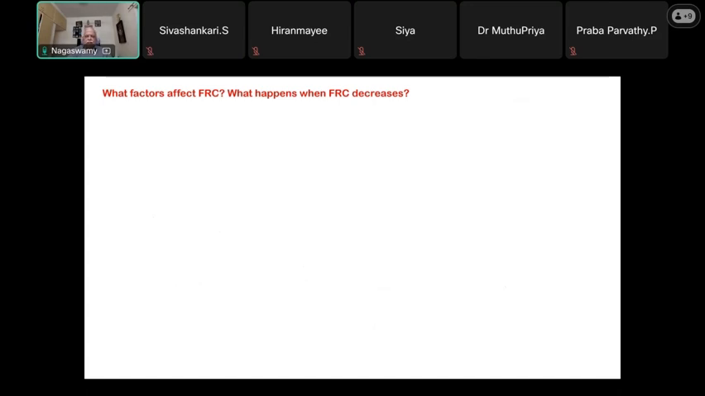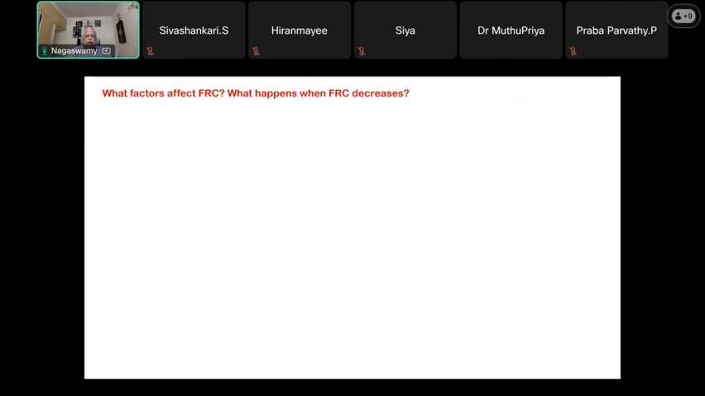P for pregnancy, A for ascites, N for neonate, G for GA, general anesthesia, O for obesity, and S for surgery, upper abdominal surgery. Okay, these are 6 conditions that will cause a reduction in FRC. Pregnant patients have a reduction in FRC. That is why they desaturate faster. That is the reason why whenever you give anesthesia for a pregnant woman, you must do adequate pre-oxygenation to prevent the patient from desaturating.